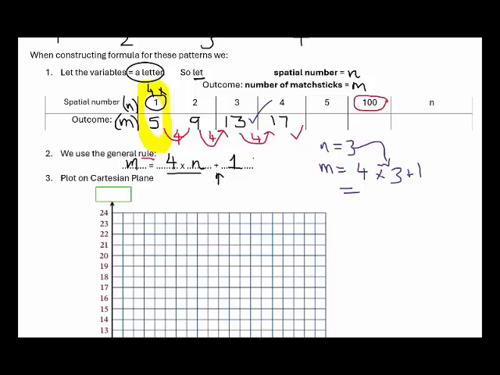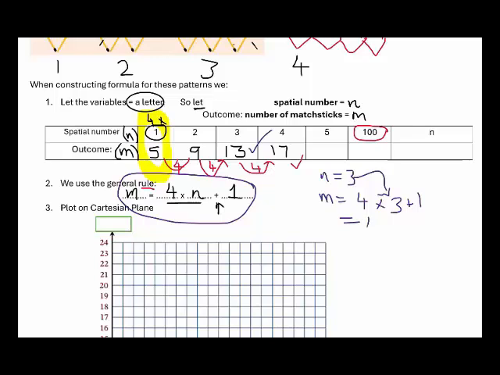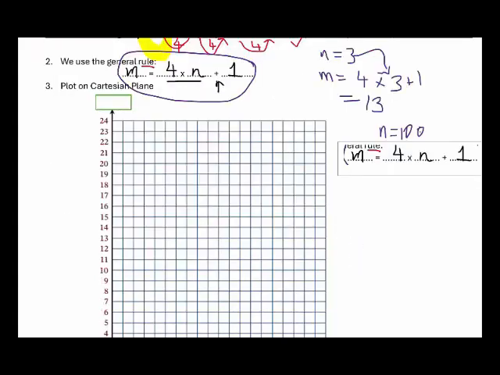So this should be the rule for that spatial pattern above. So m equals 13. Fantastic. Now what if n equals 100? Again, we probably don't have enough matchsticks, so m. Okay, so what we're going to do now, if n equals 100, we're going to swap it into our equation. We call that substitution. We'll be doing more of that next lesson.